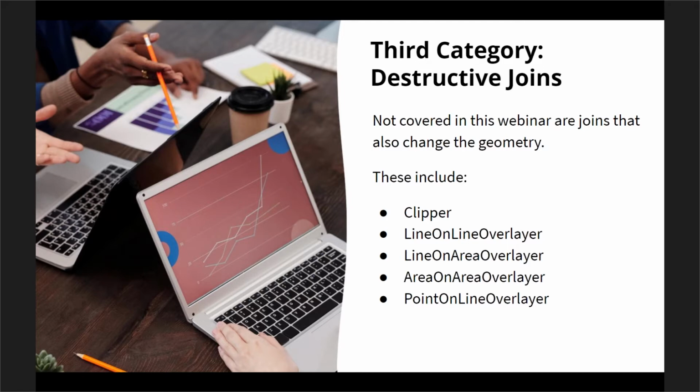And so we're not going to cover our destructive transformers that also do spatial joins. These are transformers like the clipper and area overlayer. They alter the geometry as you pass the data through them, but they also allow you to shift attributes between the features. So we're going to leave those for a webinar at a future date.